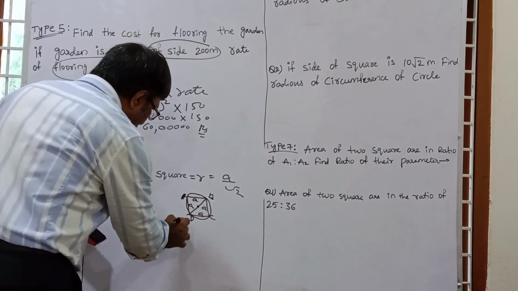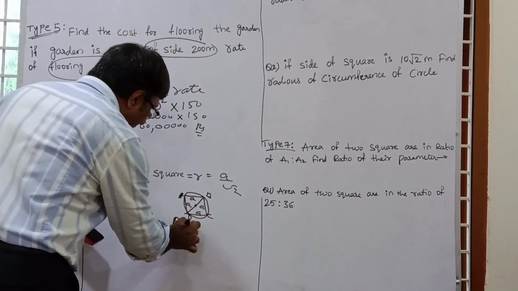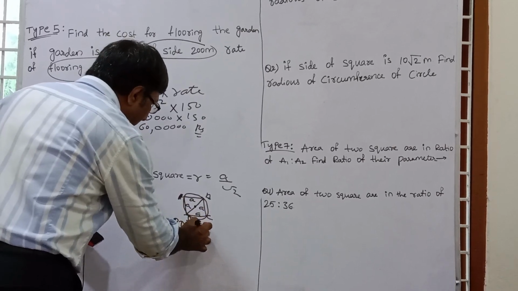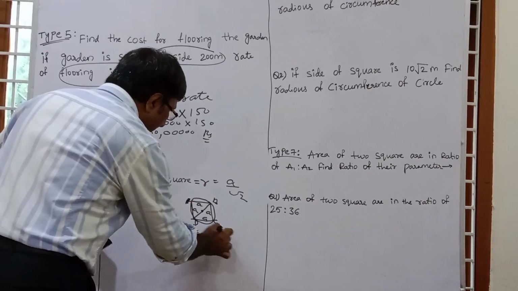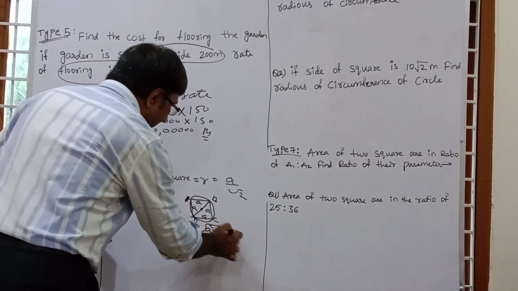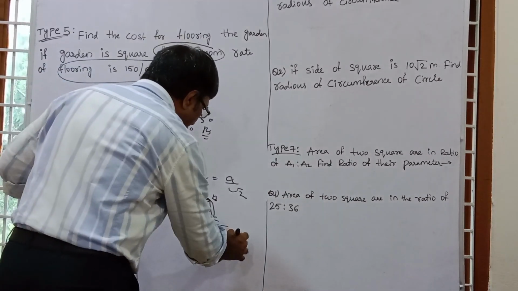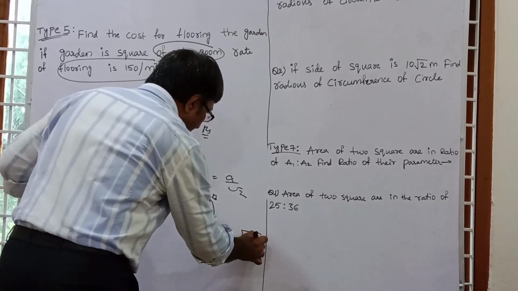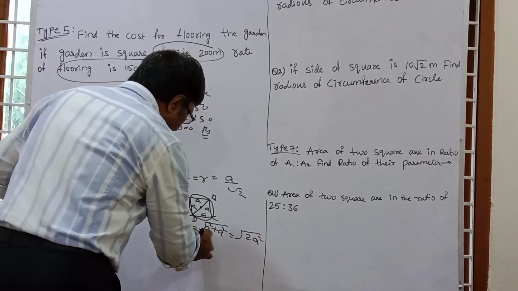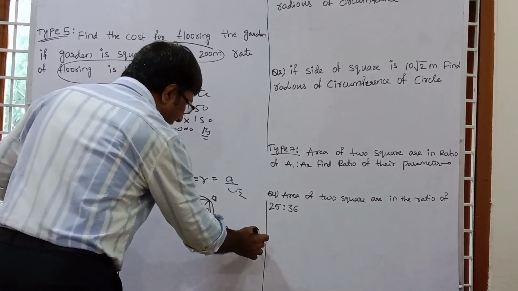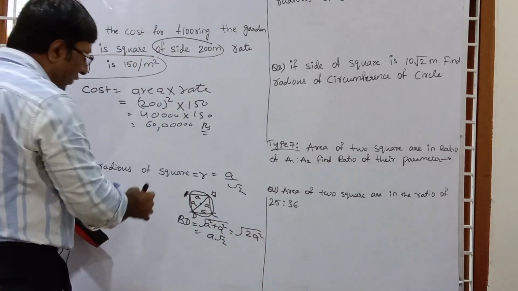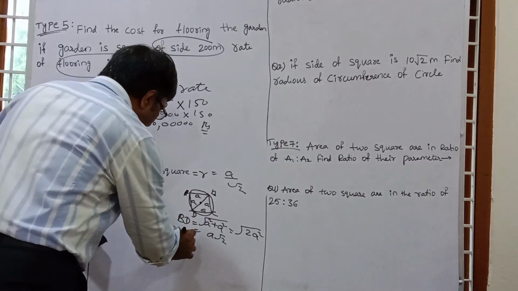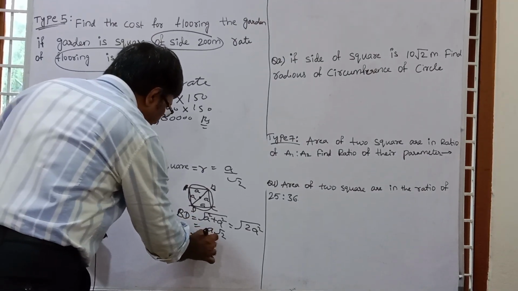So BD equals what? BD is the diagonal. So this is perpendicular, that is A square, plus base, that is A square. So A square plus A square is 2A square, right? So root of 2A square, which is A root 2. So BD is the diameter, and the diameter is A root 2.